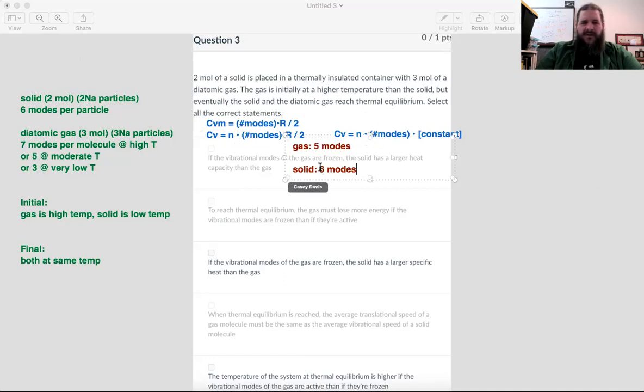So if we compare those, for the gas, we've got 2 moles times 5 modes times a constant. Specifically, that constant is R over 2 if you need it. But for the solid, we've got, oh, sorry, the gas was 3 moles, wasn't it? For the solid, we've got 2 moles times 6 modes times R over 2. And again, the R over 2 we don't need to worry about because it's the same for both. But if you compare 3 times 5 versus 2 times 6, what's larger?